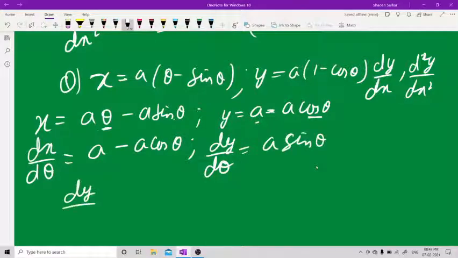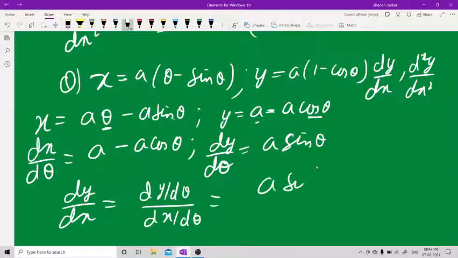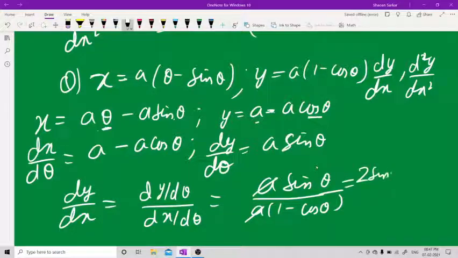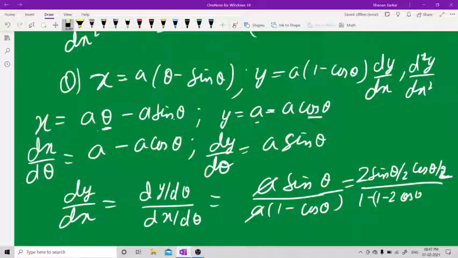Now dy by dx is dy by d theta upon dx by d theta. So a sin theta upon, you take a common, a into 1 minus cos theta. Cancel this, no problem. Now write sin theta as 2 sin theta by 2 cos theta by 2, and 1 minus cos theta can be written as 2 cos square theta by 2.